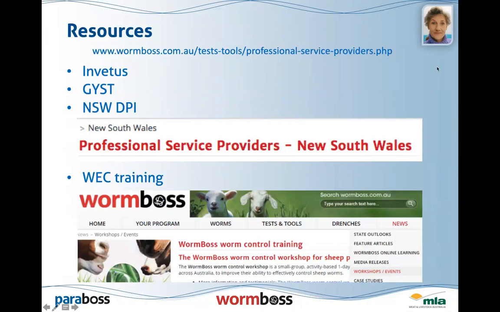Now, finally, you'll find a lot of resources on the WormBoss website, including service providers and worm egg count training. We've just got up here some of the key ones in New South Wales, not all of them, but these ones service New England, and these slides, this presentation sponsored by MLA as part of our New England WormBoss producer demonstration site. The WormBoss website's got regional programs and drench decision guides that describe the best times to worm test in your area, and that'll save you money and time.